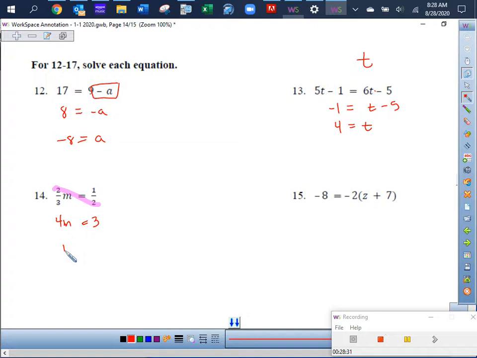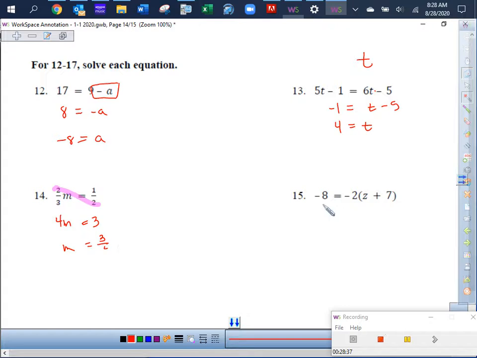And I'm a big believer of fractions. Although 0.75 is correct, I would rather it be written as 3/4. This is not a story problem or anything like that. So when we just do an algebra problem, I like fractions as much as we possibly can.